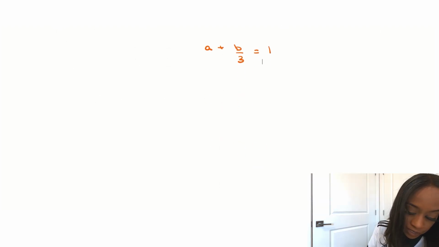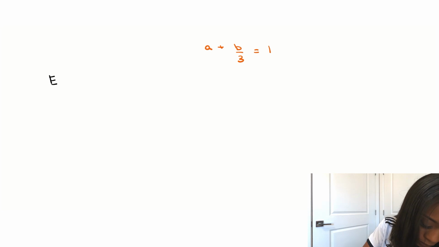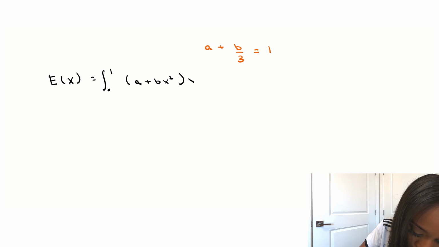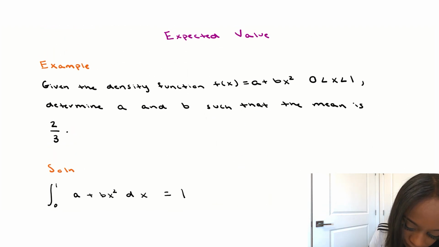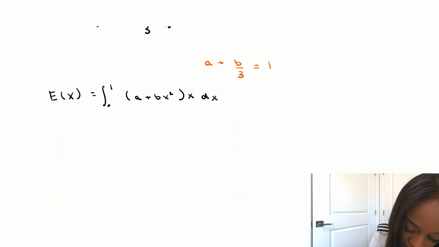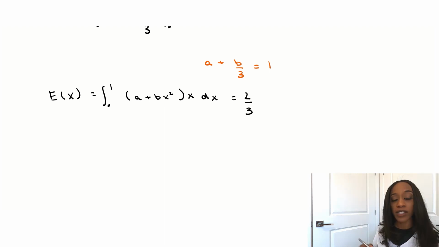To find our expected value, we take the integral from 0 to 1 of our density function, a plus bx squared, and then we multiply that times x, and we're integrating with respect to x. Now keep in mind, in our original problem, we were given the mean as 2 over 3. So that means that we already know our expected value equals 2 over 3. So now we're going to follow that process that we just did. We're going to integrate this.